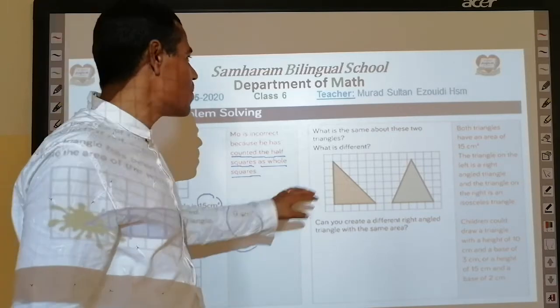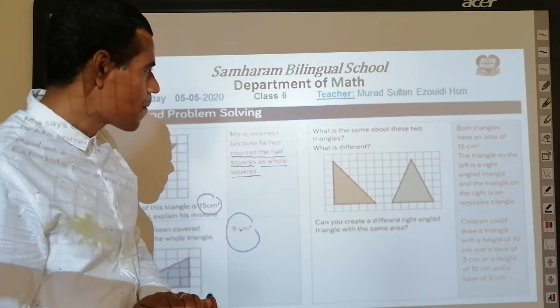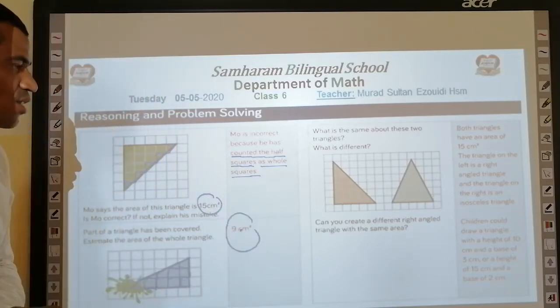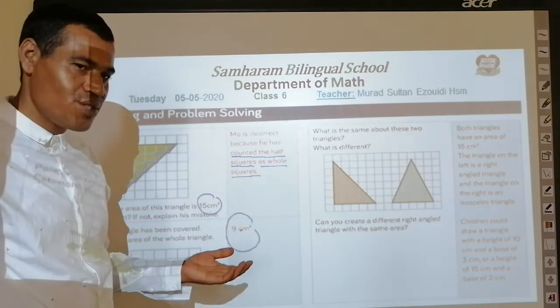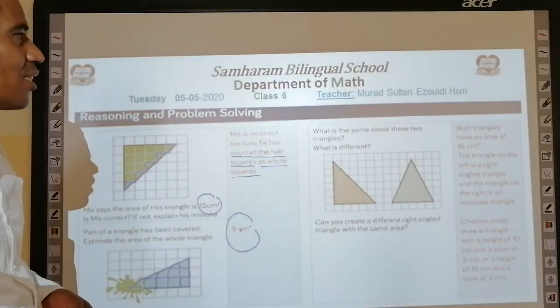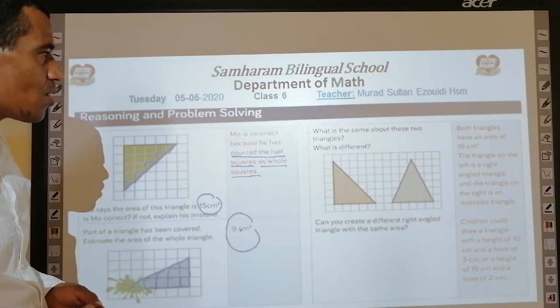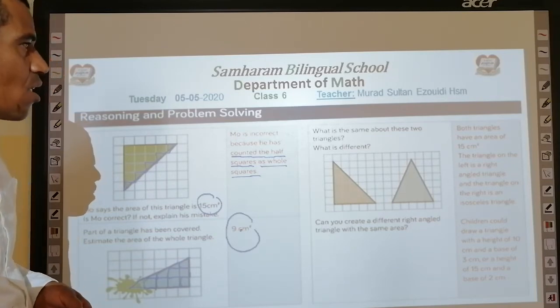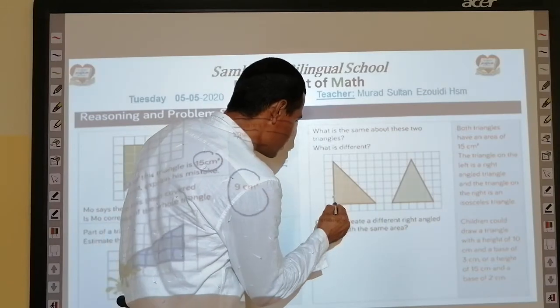Now, what is the same about these two triangles? What is different? Okay? Can you create a different right angle triangle with the same area? Of course you can, my learners. Then, we can say that both the triangles have an area of 15 centimeters squared, of course. The triangle on the left is a right angle triangle. This is 90 degrees.